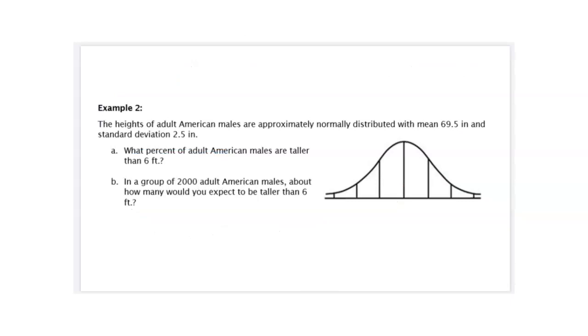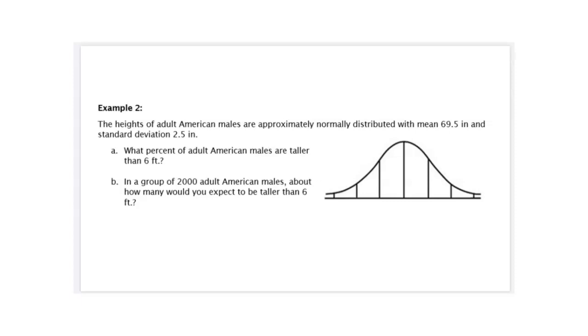Example number 2. The heights of adult American males are approximately normally distributed with a mean of 69.5 inches and a standard deviation of 2.5 inches. The questions we must answer are: A, what percent of adult American males are taller than 6 feet? And B, in a group of 2,000 adult American males, about how many would you expect to be taller than 6 feet?